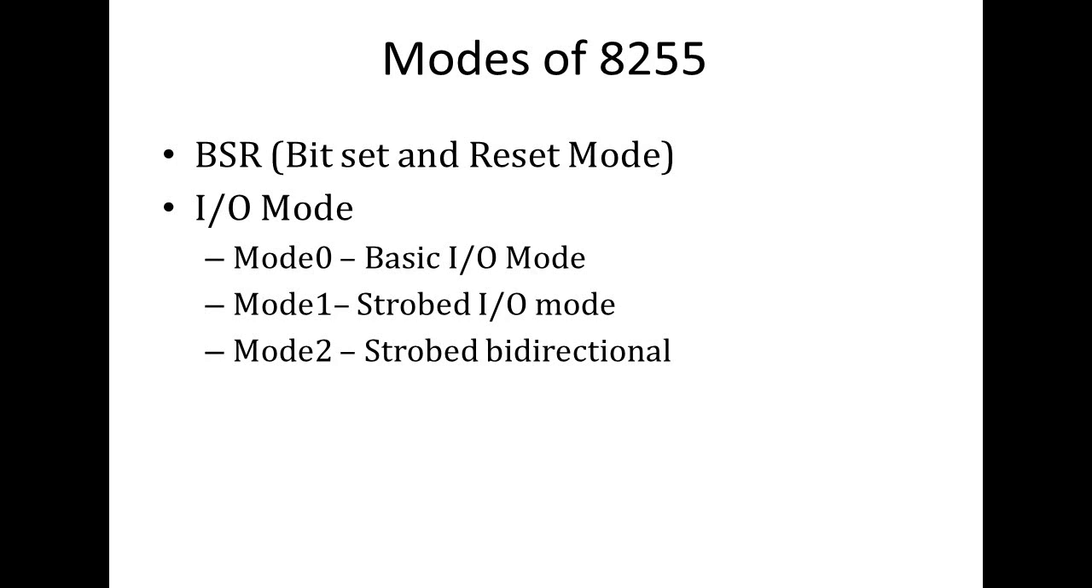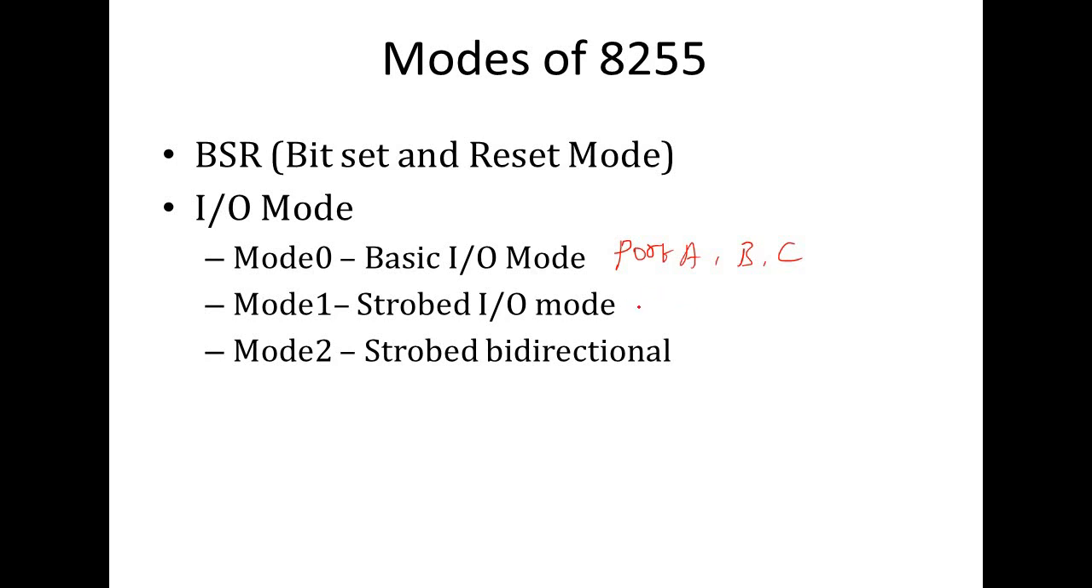The next one is input output mode, basic input output mode. Under this we have 3 different modes: mode 0, mode 1, mode 2. Mode 0 is about basic IO mode. In this mode 0, we can connect all 3 ports, port A, port B, port C. A port is nothing but a set of pins which are used to connect input output devices. Each can be either input or output in this mode.